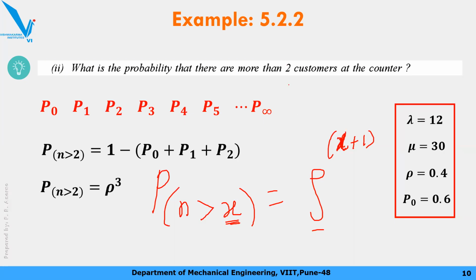So अगर if the question is calculate probability that there are more than 10 customers at the counter. Okay, so यहाँ पे there is no need to do like p0 plus p1 plus p2 plus p3 plus so on up to p10. करने की जरूरत नहीं है. Directly you can calculate by rho raised to x plus 1, that is 11. So rho raised to 11, you will get the probability of having more than 10 customers at the counter.